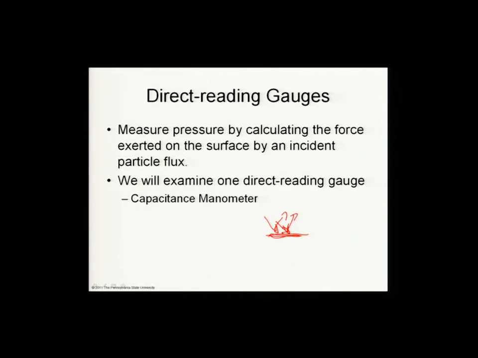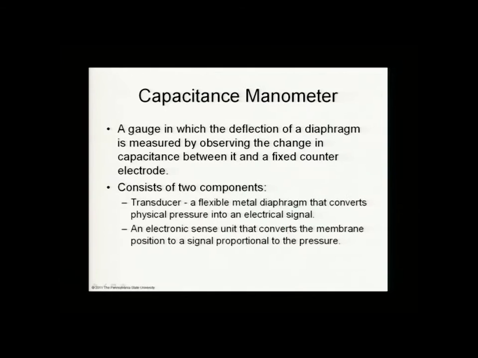So let's take a look at one very common type, the one we just mentioned a minute ago, the capacitance manometer. Now this type of gauge is in principle very simple. It measures pressure by measuring the deflection of a diaphragm. And then the diaphragm, in deflecting, changes the capacitance present, and then that's detected electronically.